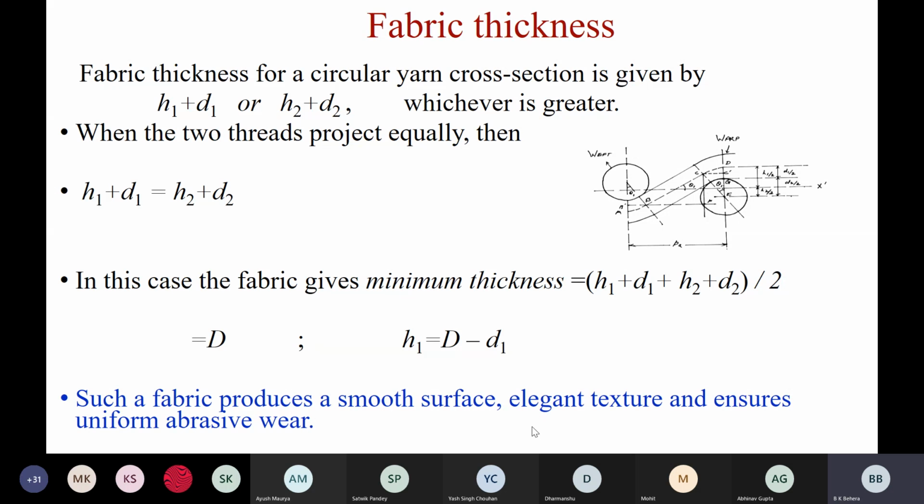Uniform surface means low abrasion resistance. So this will be the condition. Uneven surface means high abrasion resistance, that means I need to have a variation in projection of both the yarns. Under that condition, H1 plus D1 equal to H2 plus D2 will not hold. The more the difference between these two summations, the more the unevenness, the more the abrasion resistance. So you might be thinking, what is the need of making a fabric which has very high abrasion resistance? In many cases, we need to develop some fabric whose abrasion resistance should be high and surface should be uneven.